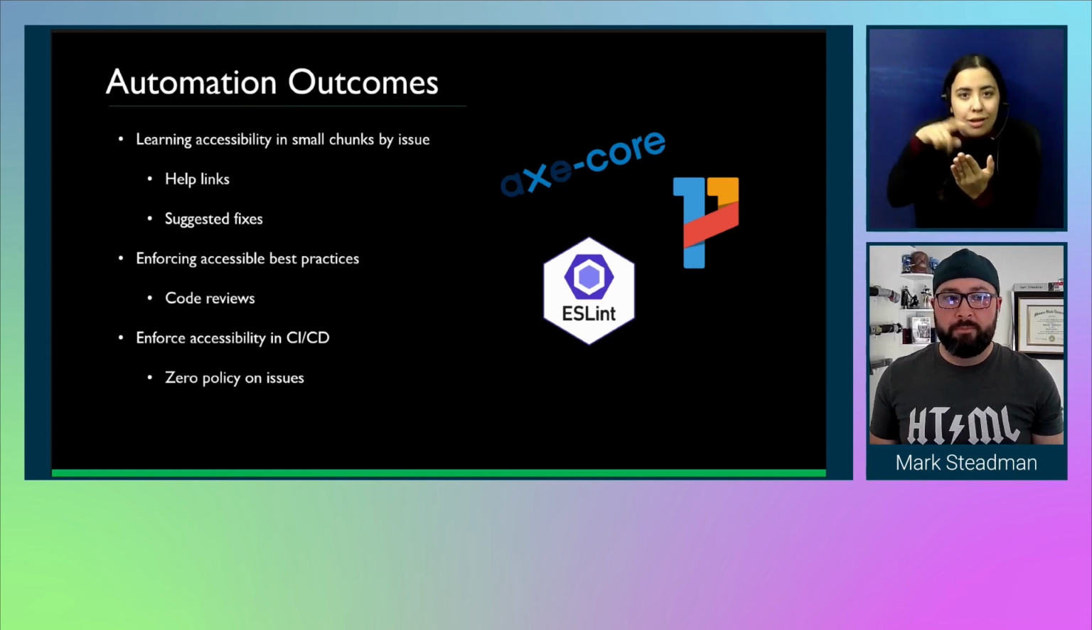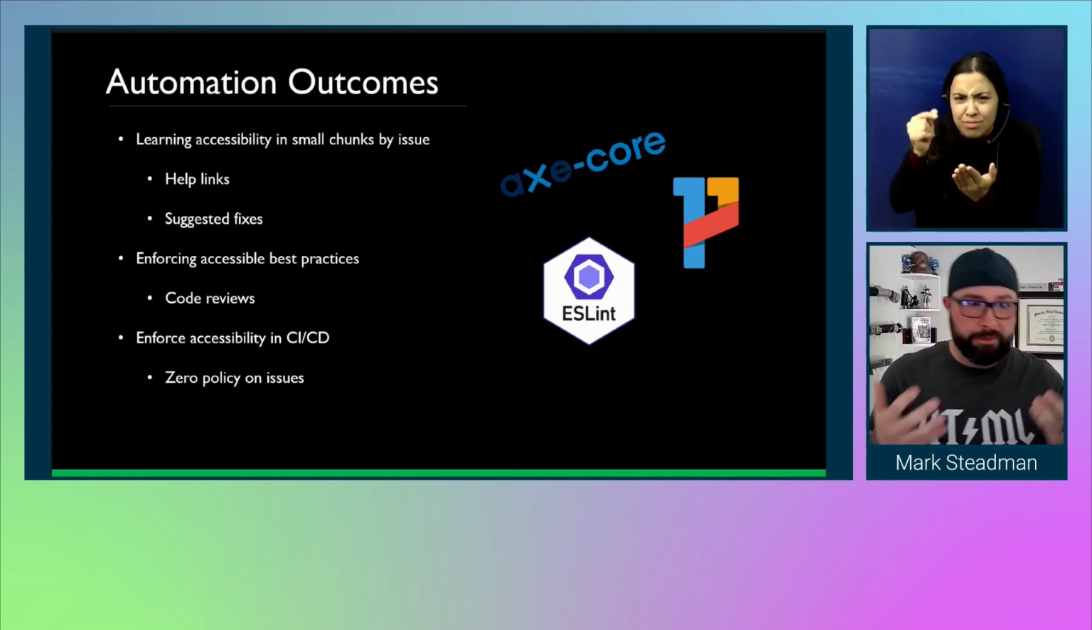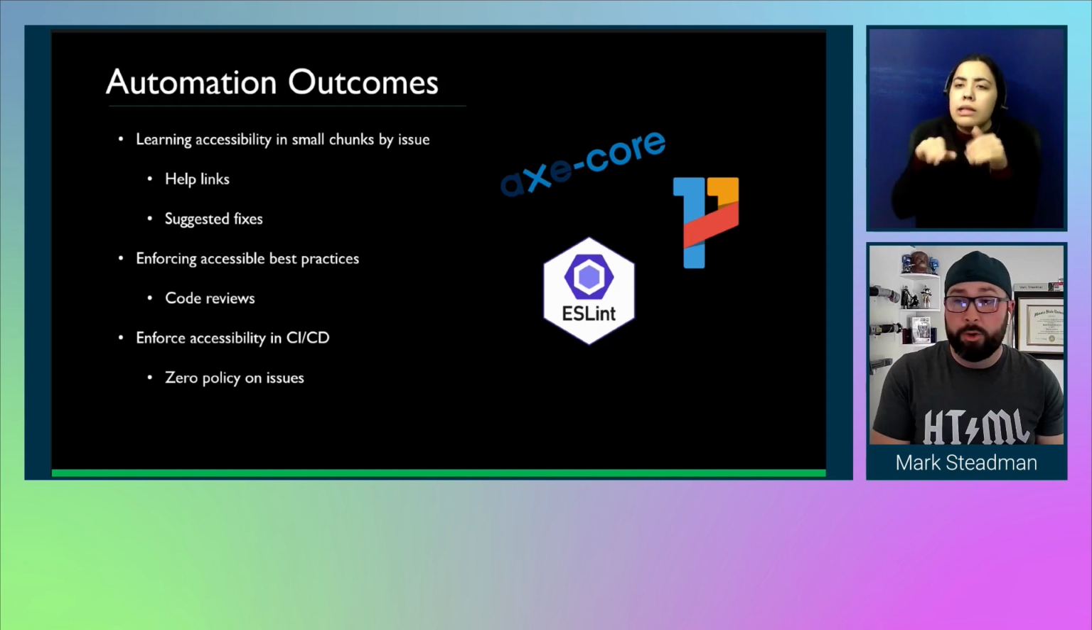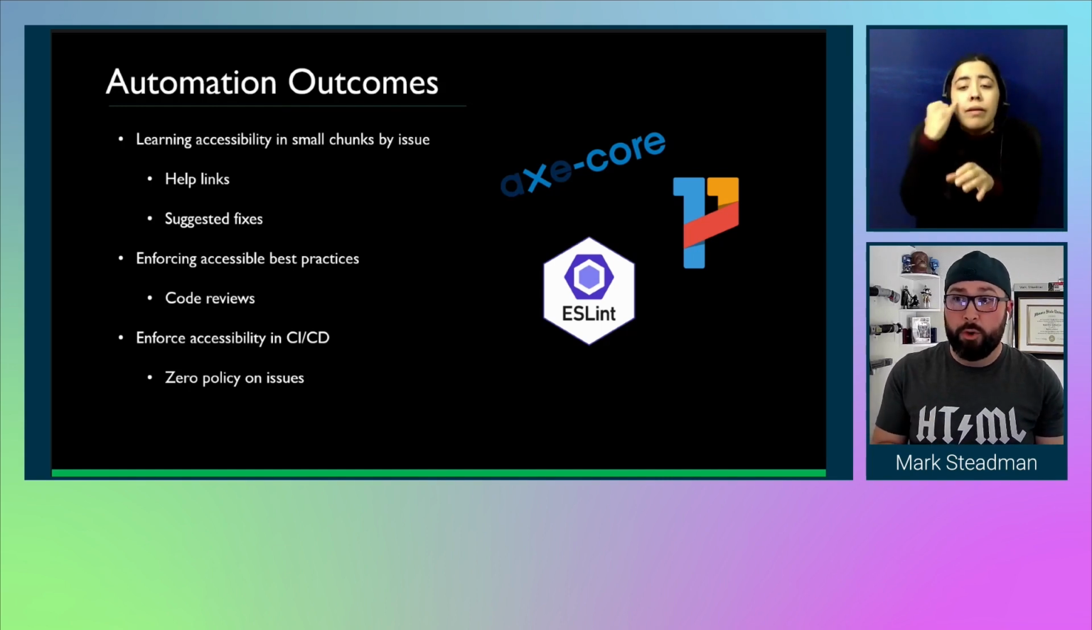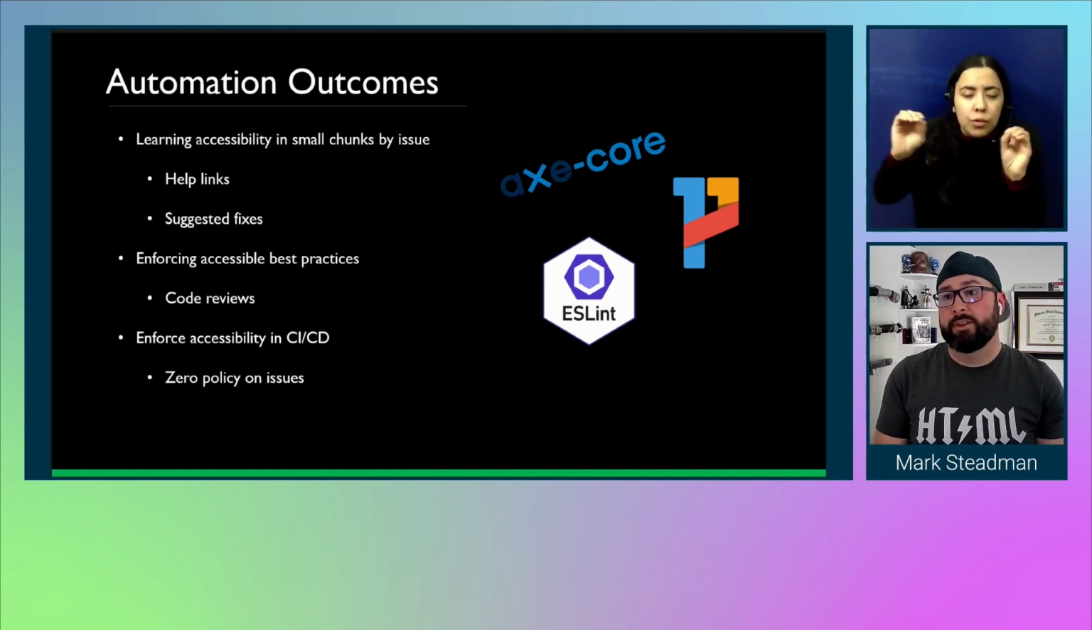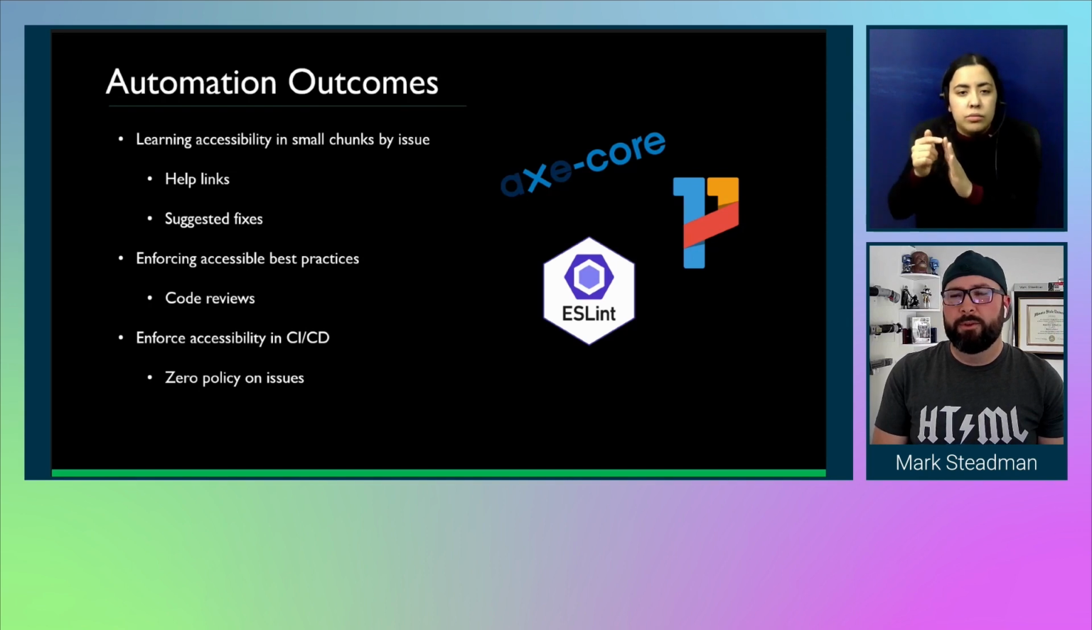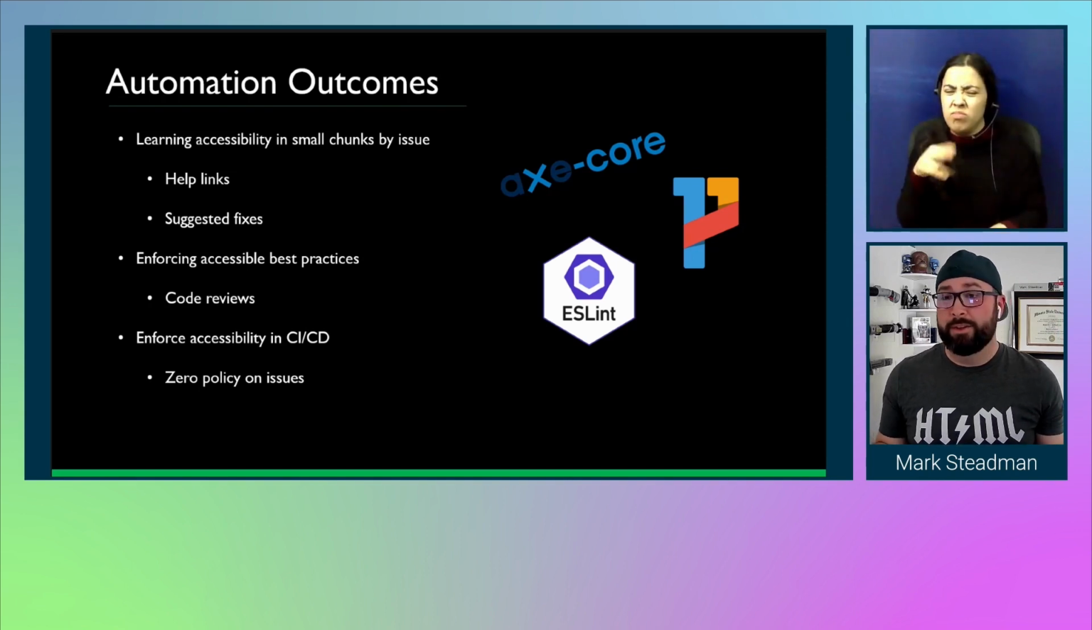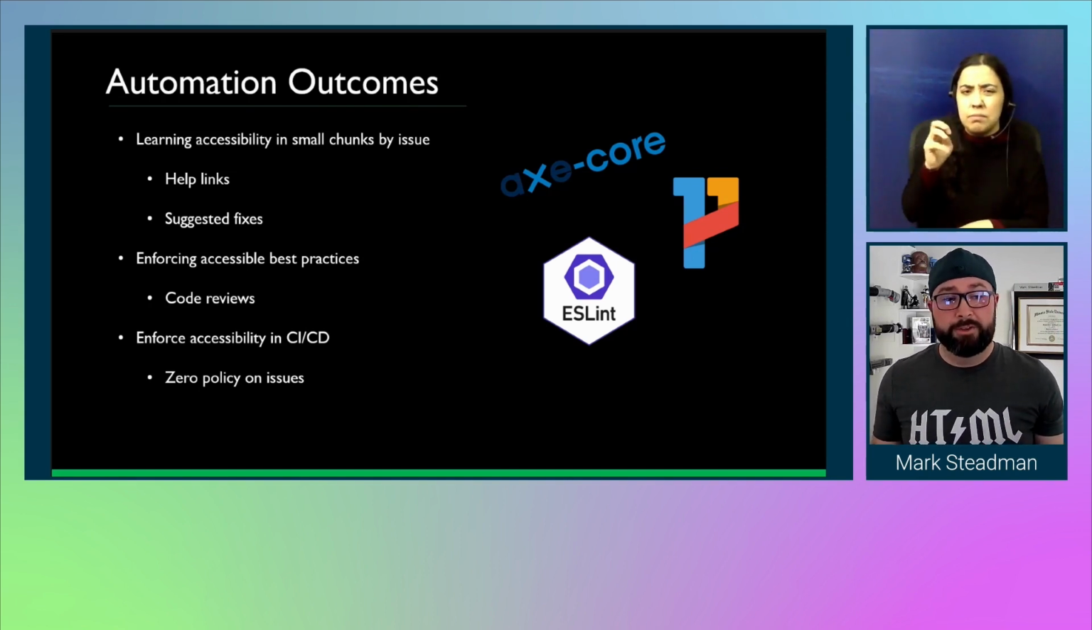It also helps enforce accessibility best practices, right? So in code reviews, I can say, hey, I expect there to be no Axe violations or ESLint violations on this. Or I can say, well, why are we using so much ARIA? Why don't we just use semantic HTML, right? You can enforce practices with that.